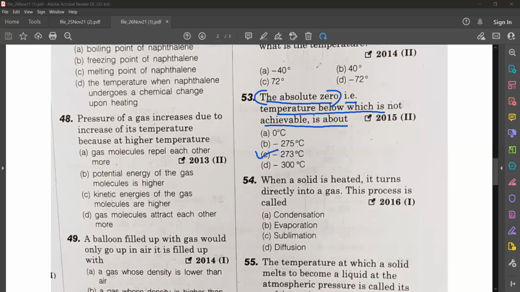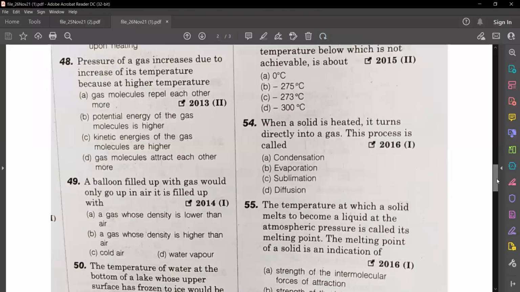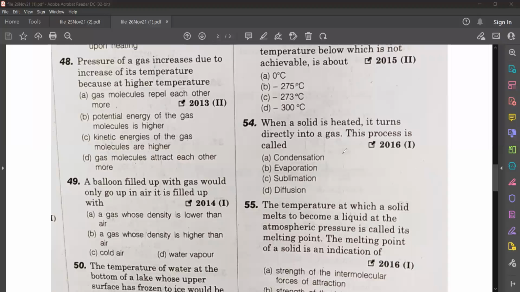Okay, moving to the next question. When a solid is heated, it turns directly into gas. This process is known as sublimation. Okay, sublimation. Already in the previous video, we have seen change of state, isn't it? Change of state and terms associated with it.